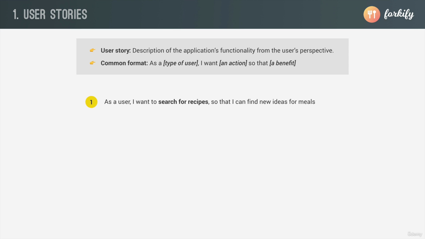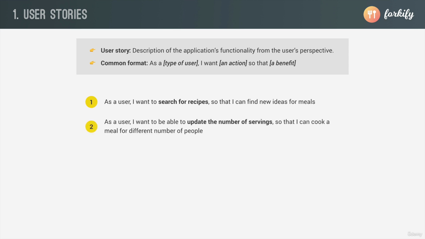Then next up, the next user story is, as a user, I want to be able to update the number of servings so that I can cook a meal for different number of people. And that of course makes a lot of sense in any application of this kind. Then next, as a user, I want to bookmark recipes so that I can review them later. And again, this really makes sense in any kind of real-world application like this.